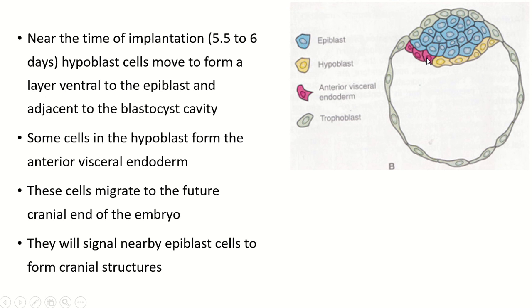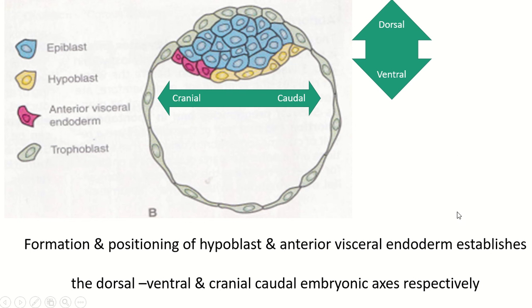So you see the location of the hypoblast and epiblast determines the ventral and dorsal axis, and the location of the anterior visceral endoderm indicates the cranial end and caudal end of the embryo. So the formation and position of the hypoblast and anterior visceral endoderm establish the dorsal and ventral axis and the cranial and caudal axis. So this is all about this video.